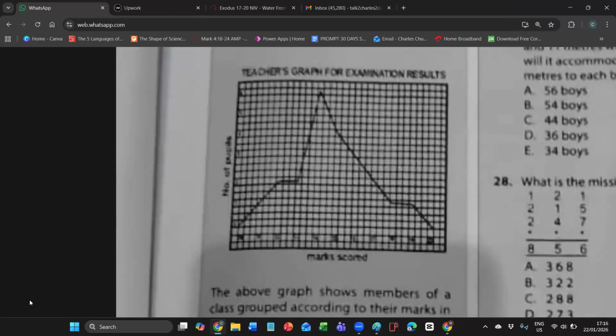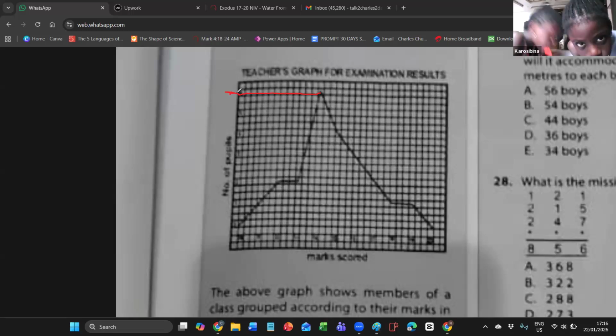Now, should I show you where the thing is? The greatest number of pupils should match with the highest point in this graph. That is here. So what number is there? 15. Yes, 15. Okay, the mark is 15.